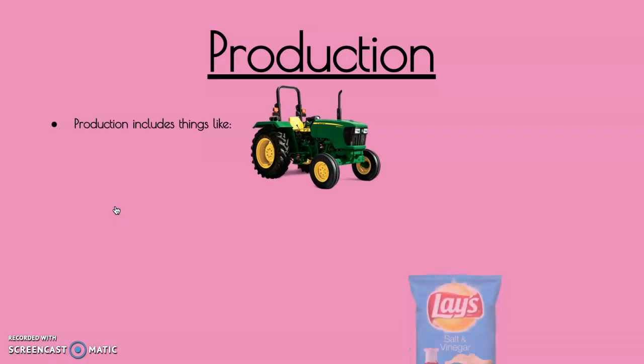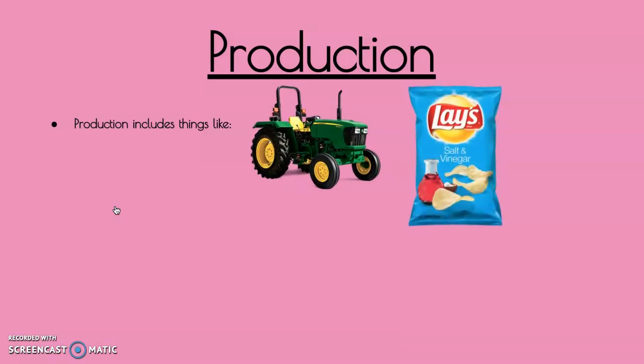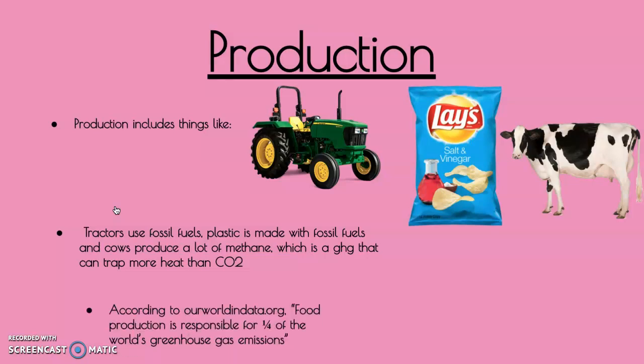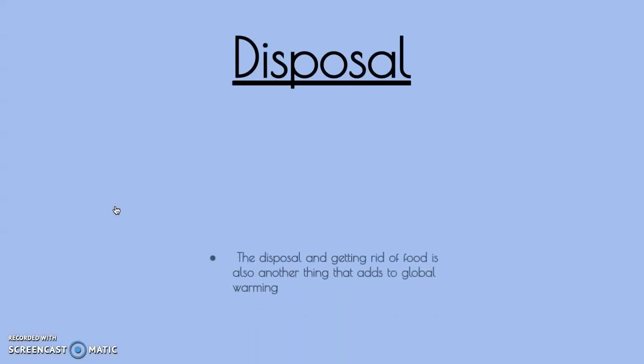Now, this is about food production. Food production includes things like the tractors used on farms, the plastic used to package things, and the cows and other animals on the farms. The problem is that tractors use fossil fuels, plastic is also made with fossil fuels, and cows produce a lot of methane, which is a greenhouse gas that can trap more heat than carbon dioxide. According to ourworldindata.org, food production is responsible for 1/4 of the world's greenhouse gas emissions, which is not very good for us.